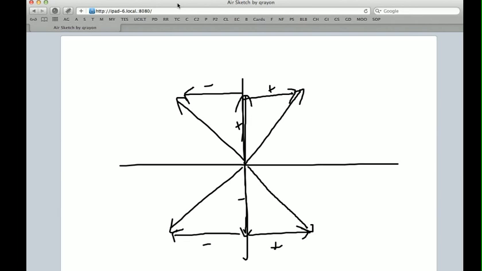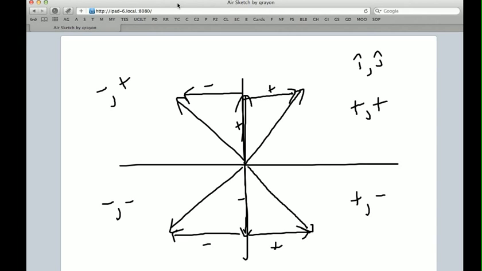So if I put my i hat first and then my j hat, because it's like x, y, then up here it's going to be positive, positive. Down here it's going to be positive, negative. Here it's going to be negative, negative. And here it's going to be negative, positive. Okay. All right, so how do I find the angle?